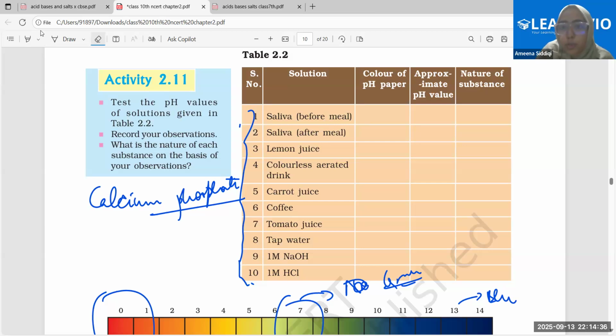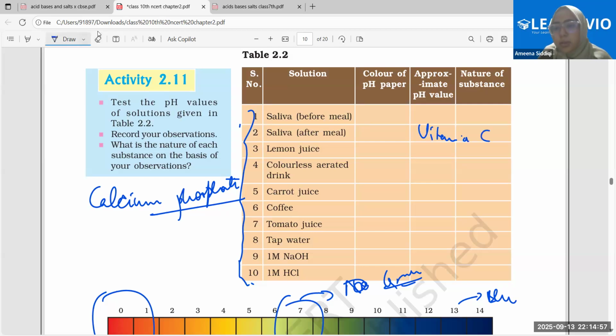Third one, lemon juice, around 2.2, okay? Quite acidic. What is the acid present in the lemon juice, Bacho? Citric acid. Yes, citric acid, that's again an organic acid. And we can also have ascorbic acid. Ascorbic acid is nothing but vitamin C.